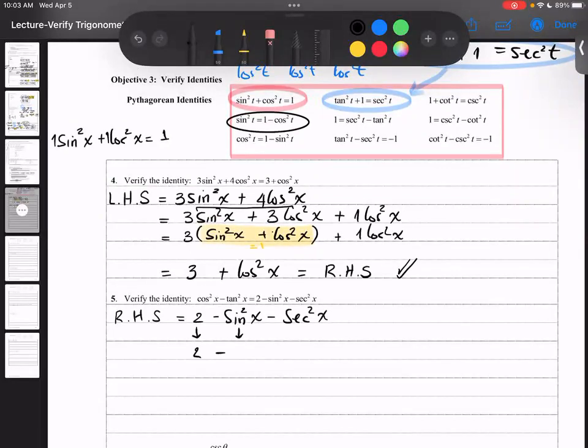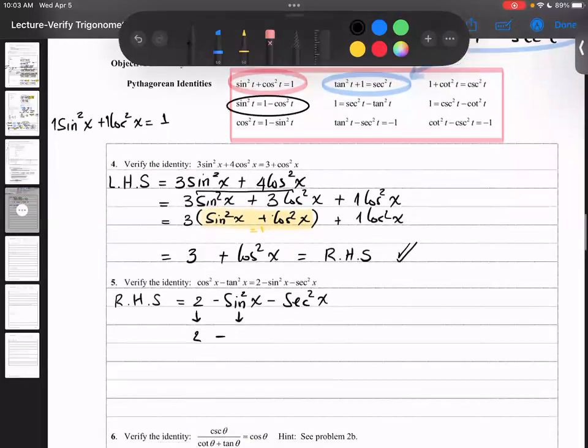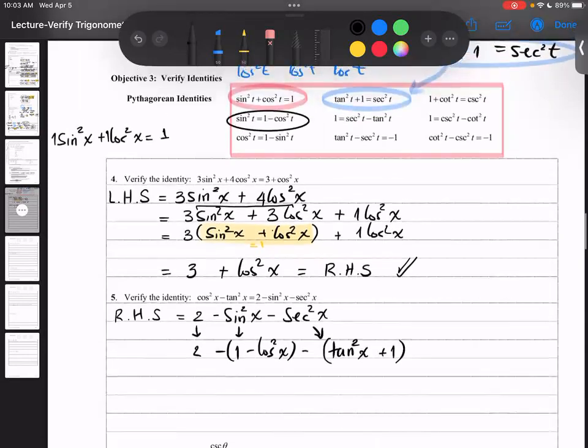All of you do that one. So 1 minus, make sure you put parentheses around it, 1 minus cosine square x. And then secant square x, I can convert it to the one in blue, right? The one I circled in blue. So it'll be tangent square x plus 1. So far so good.